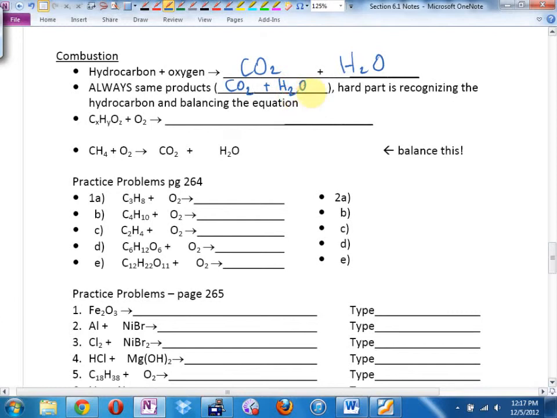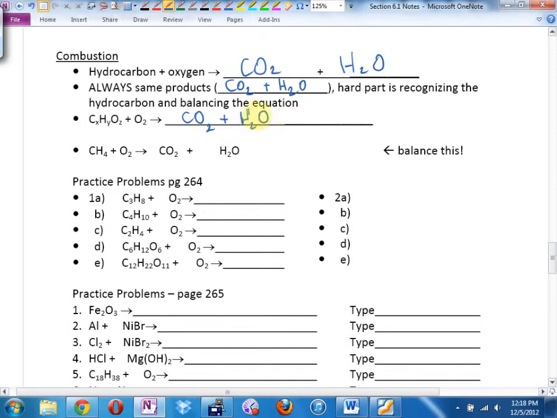The hard part is recognizing the hydrocarbon and balancing the equation. The hydrocarbon will often look something like this: a C with a number, an H with a number. Sometimes an oxygen will be attached to it with a number because alcohol also burns, and alcohol had a C and an O and an H in it. Plus oxygen gives you always carbon dioxide and water.